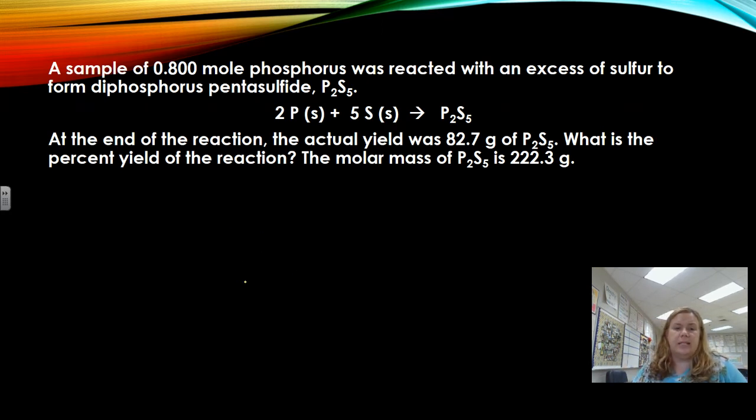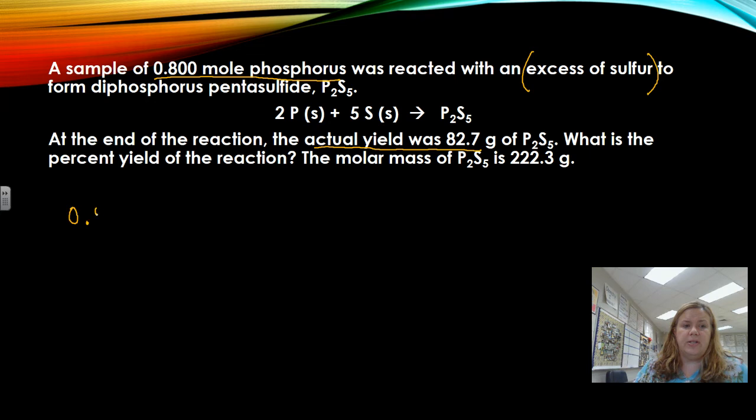Now, this problem makes us actually calculate the theoretical yield first. So what we have here is a sample of 0.8 moles of phosphorus, and we react it with an excess of sulfur. This excess of sulfur means we've got plenty of sulfur, so we don't really need to use that in our equation. And we're going to form diphosphorus pentasulfide. At the end of the reaction, the problem gives us the actual yield. So we have to use stoichiometry to figure out the theoretical yield.